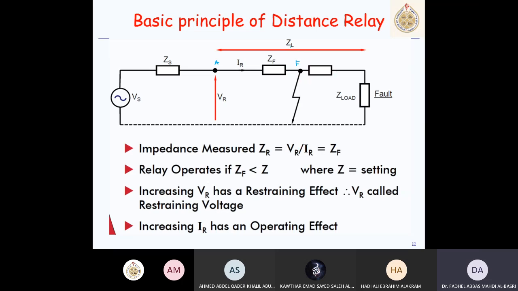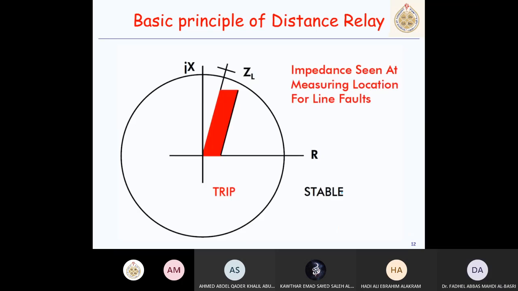Now, instead of comparing with ZL, the relay compares the measured impedance ZF with a setting impedance, a set value. So this is the characteristic as seen by the relay. This is one of the trip characteristics.